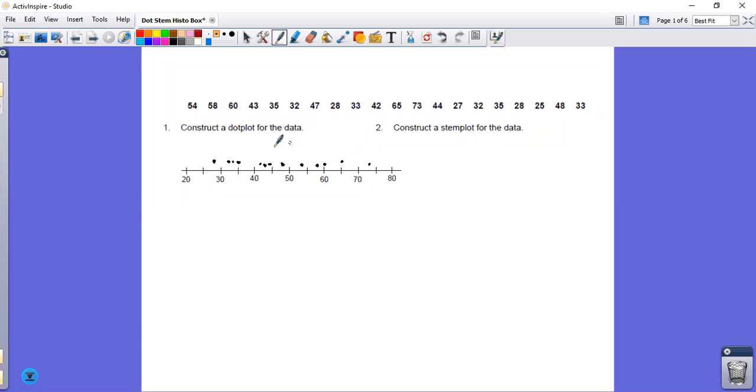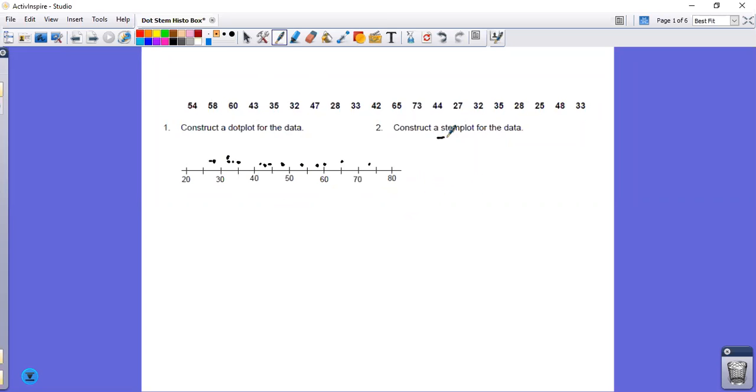27. Is 27 a repeat? Nope. Wait, what was that? Oh, 28, 27. 32 is a repeat. So when you get to a second one, you would just put another dot on top of it, showing that they're two of the same number. But you can finish that off. It'd be kind of messy if I keep doing it.